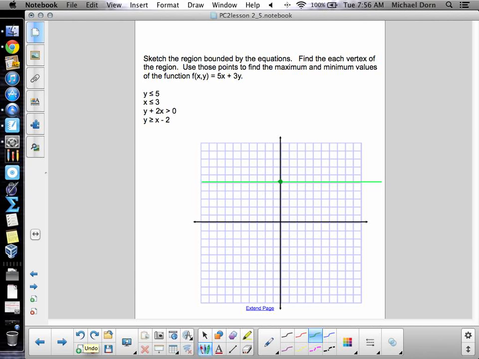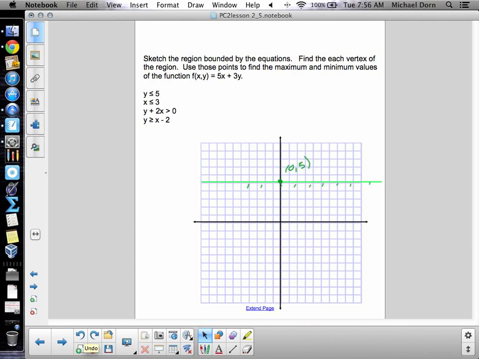Again, that's a nice point right there. That's fine. We've got that one. Y less than would be below. Okay, so just a little shading below to let me know which side I'm going to be on.